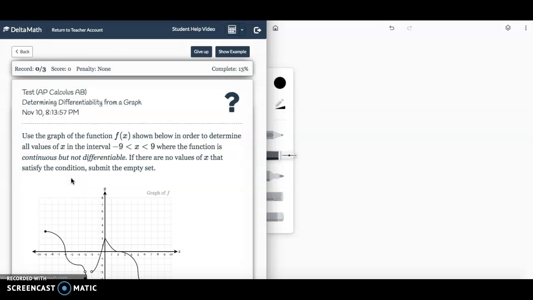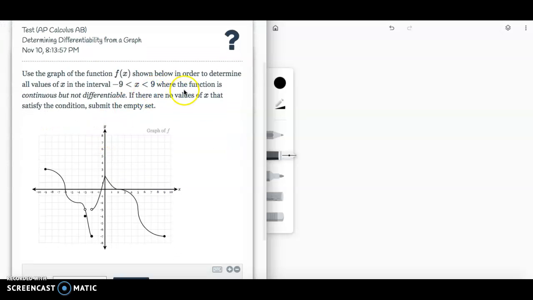Determining differentiability of a graph. So this one, it wants me to determine where the function is continuous but not differentiable. So for example, I know my function isn't differentiable here because it has a discontinuity, but they want us to find all the places where your function is continuous but not differentiable. So anywhere that we have a vertical tangent line or a cusp or a corner.